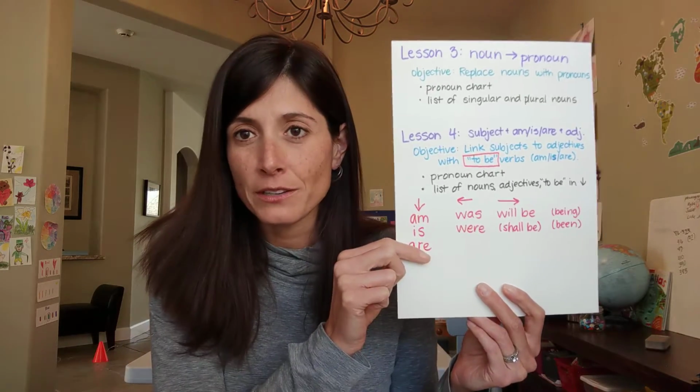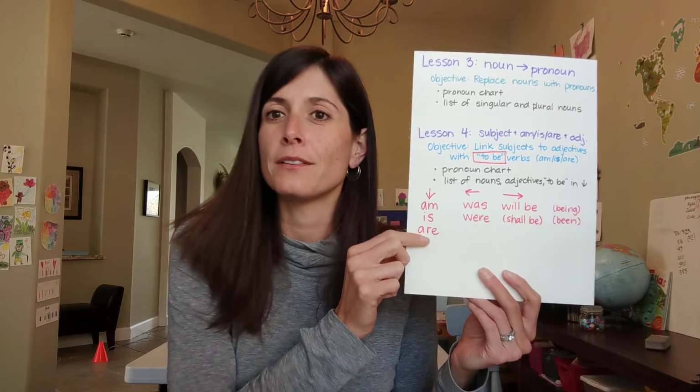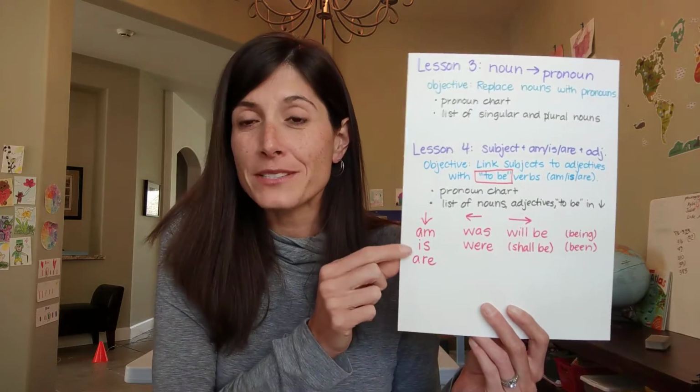We love them so much in our house that we have a little song that I would love to share with you. So when we talk about these to be verbs, we have the present, we go like this. We have the past, and we have the future. So this is how we sing it.